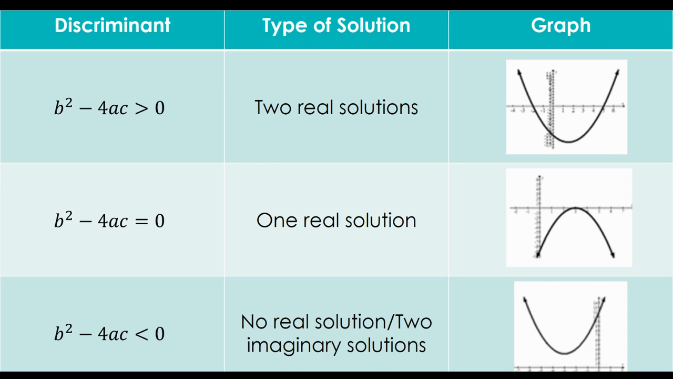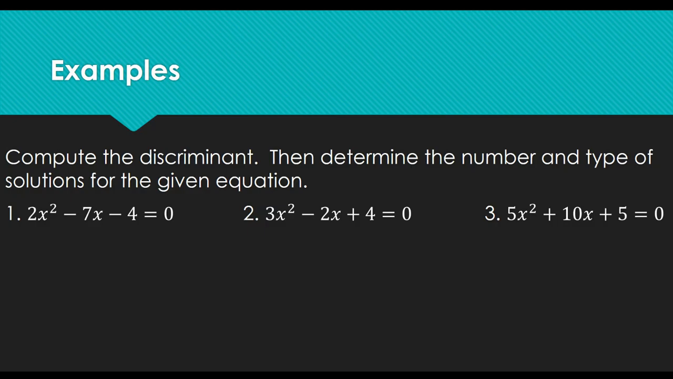When you have an imaginary solution, and you're thinking about your graph, your x-axis and your y-axis are all real numbers. So if you're looking at the x-axis and you see that your parabola, or your quadratic, is not touching it, that indicates that we have our two imaginary solutions. All right, so the directions say we're going to compute the discriminant. That means we're going to get a number for an answer. Then we'll determine the number and type of solutions for that given equation.